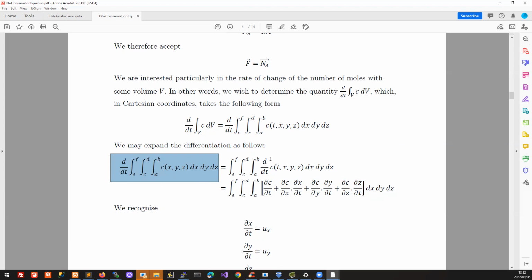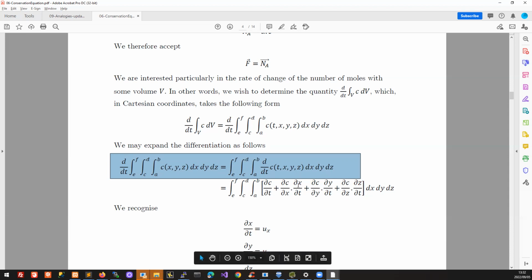So you can do this if your endpoints are fixed. If you have A, B, C, D, E, F, if those boundaries are not changing in time, then this is the right formula. There is another formula, the Leibniz rule for differentiation, if your boundaries are also moving in time, but in our case, the boundaries are not moving.